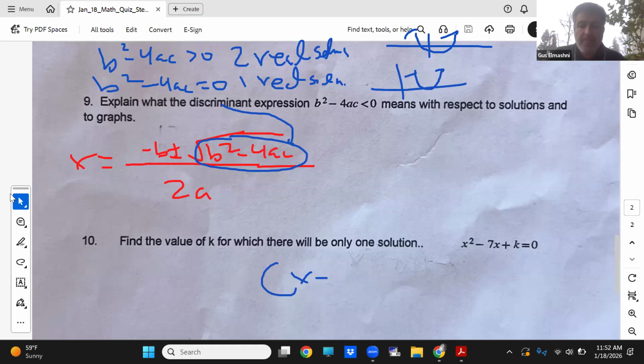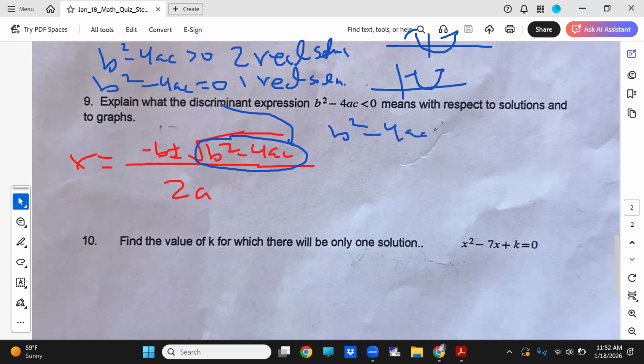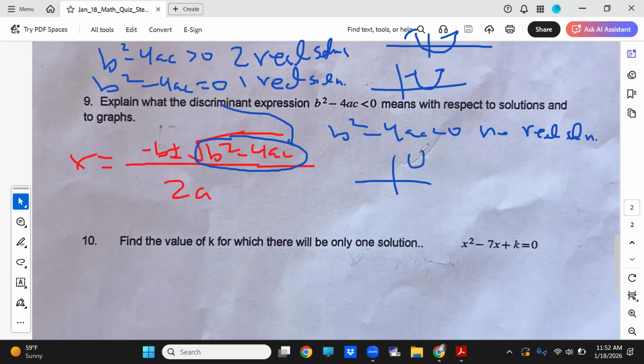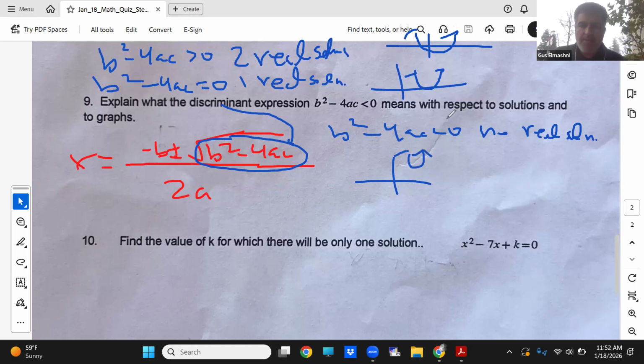And then lastly, if it's negative, which is what they're asking about, that means you have no real solutions because you can't take the square root of negative numbers. So the parabola would just completely miss the x-axis. So when it says explain what it means with respect to solutions and graphs, it means you have no real solutions. That's what you've got to put down.